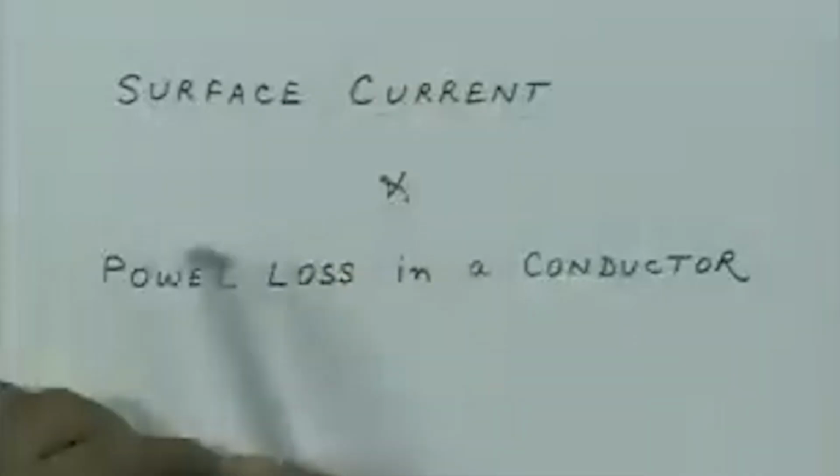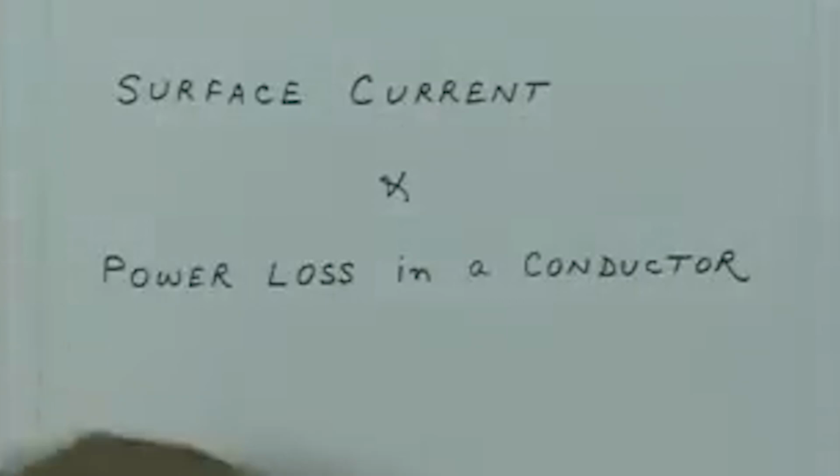Now, in practice we do not have ideal conductors. We have conductors which have very high conductivity, but still the conductivity is finite. Then one can ask a question: does this surface current have any meaning in practical systems, or is it just a concept of abstractness?